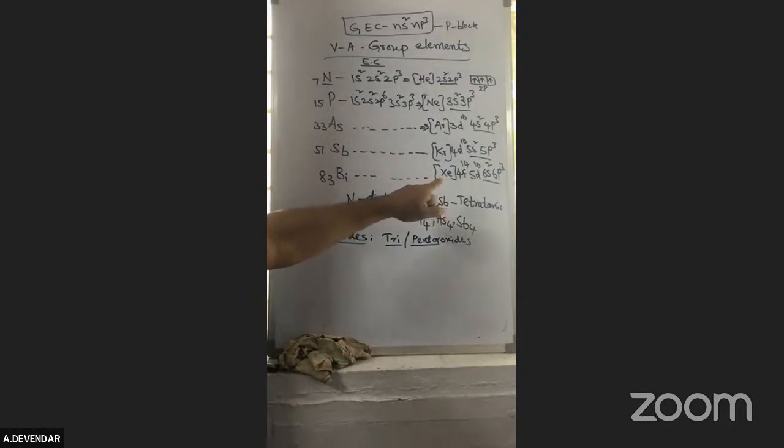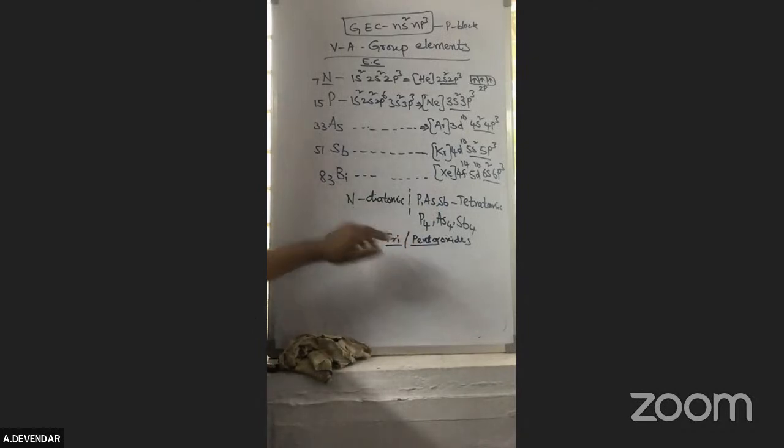That is because the 4f block elements are entering there. Bismuth does not form the pentoxide, but the remaining elements can form trioxides as well as pentoxides. This is N2O3, then P2O3 and so on. This is the nitrogen trioxide that will be formed.